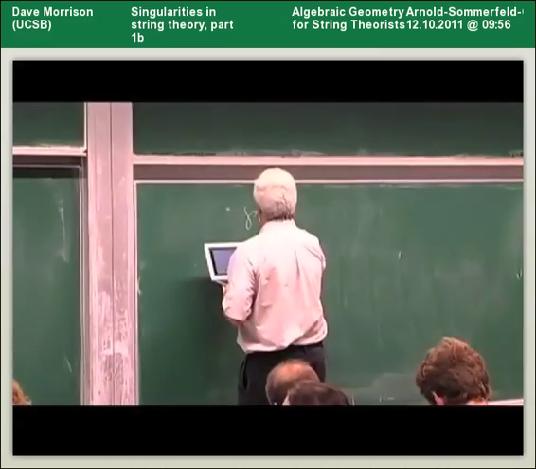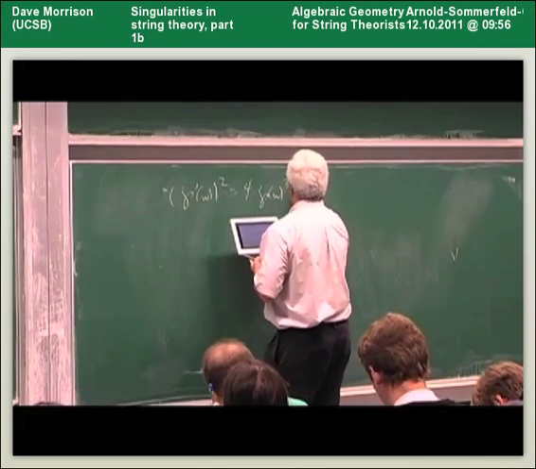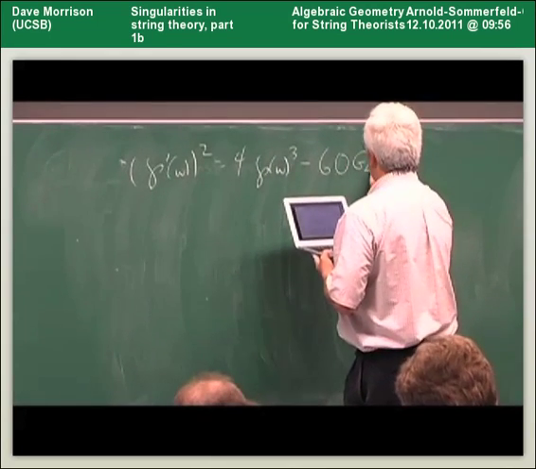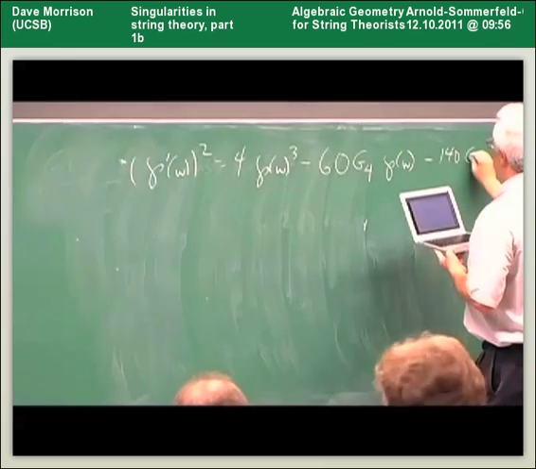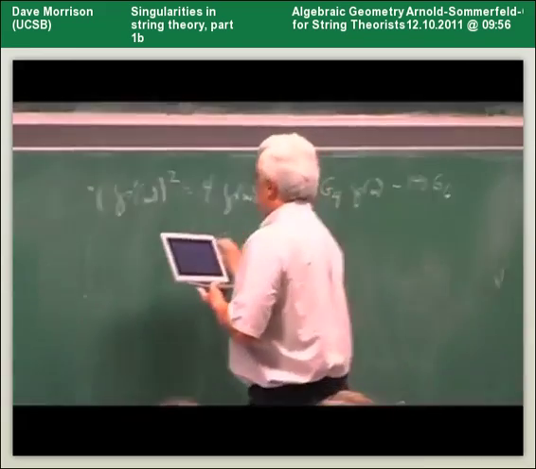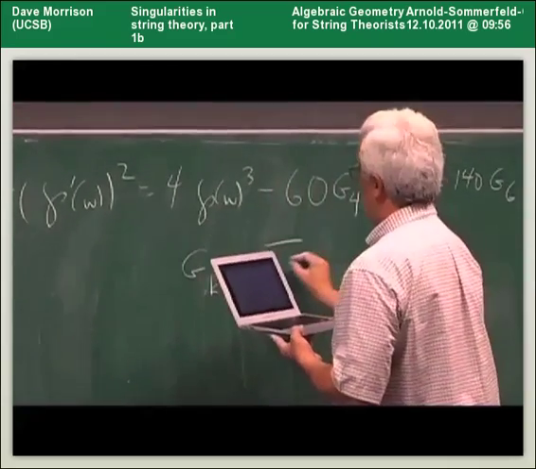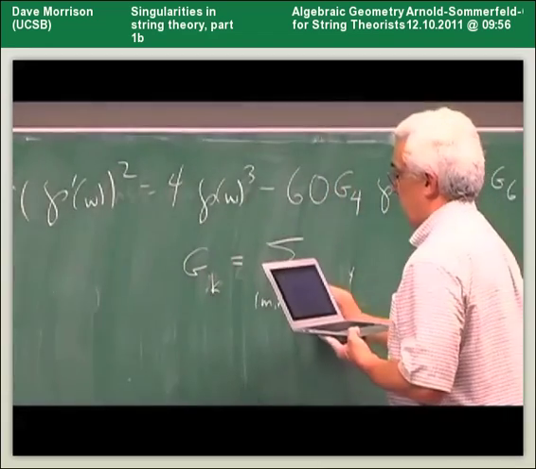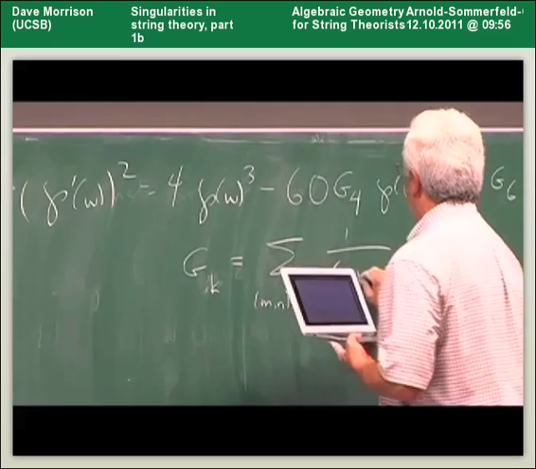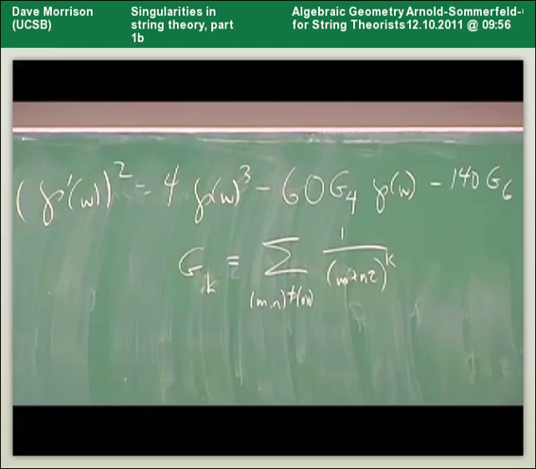Rho prime of W squared equals 4 times rho of W cubed minus 60 times a certain number G4, which I'll write in a second, rho of W, minus 140 times G6, where Gk means the sum over M, N not equal 0, 0 of 1 over M plus N tau to the K. So, a very explicit equation satisfied by this.